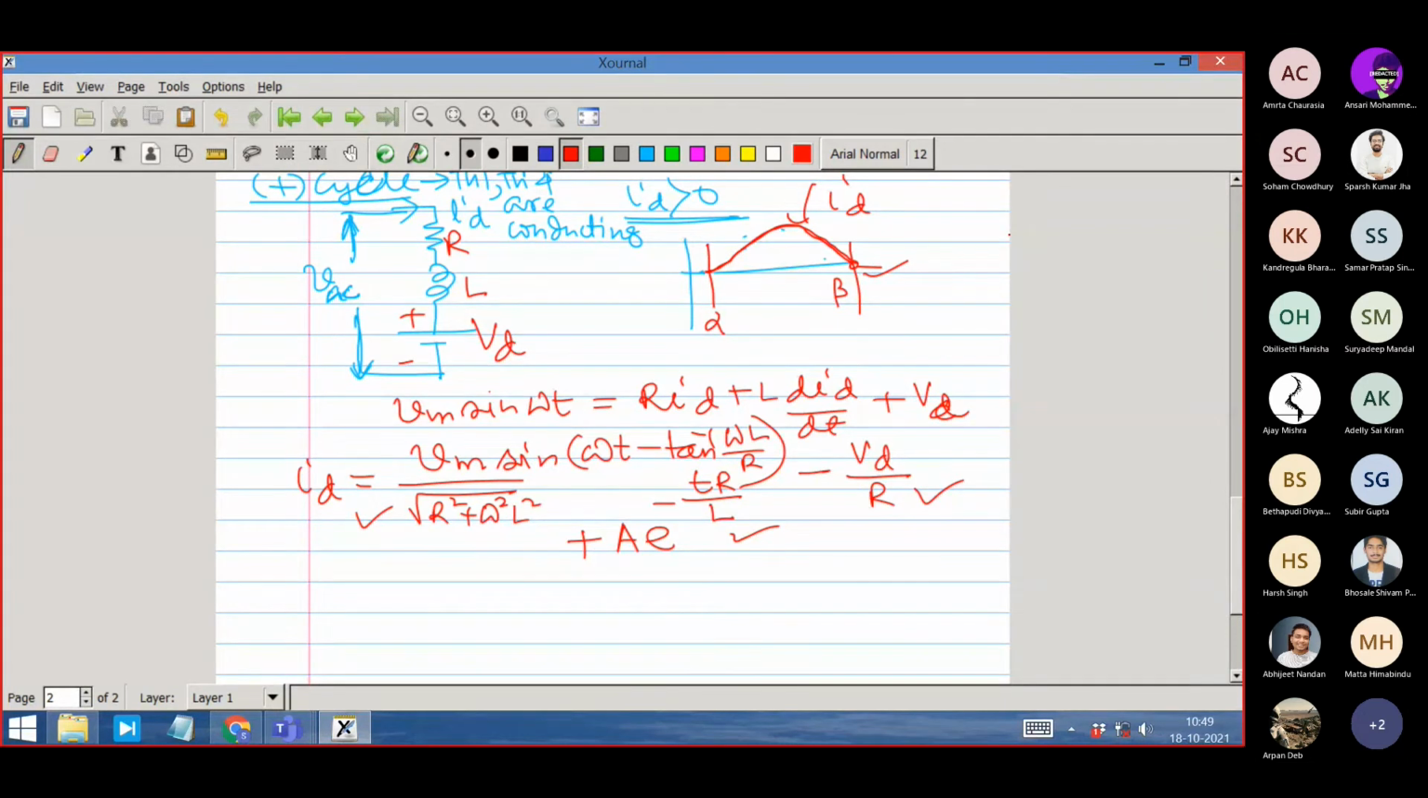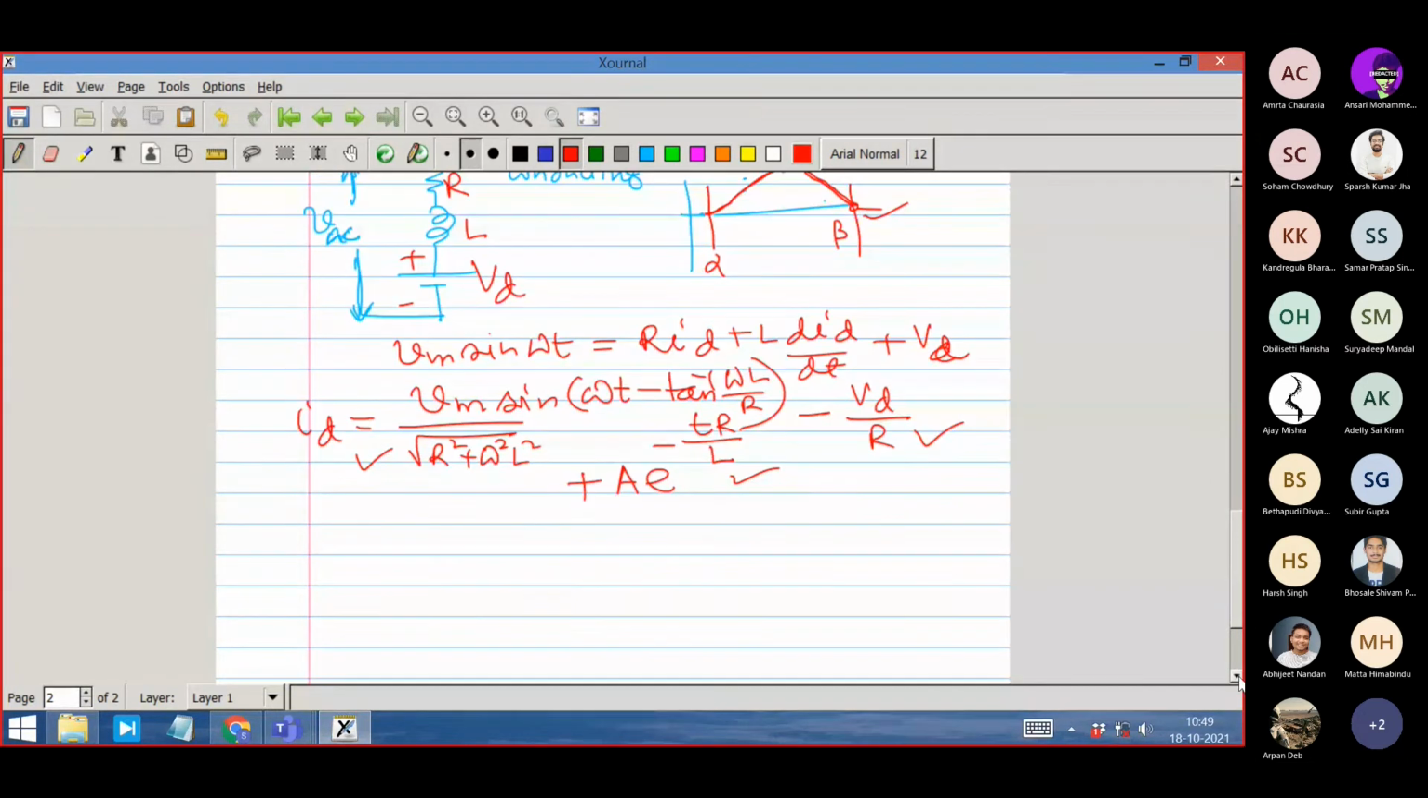Finding out ID is equal to 0 at theta is equal to alpha, and ID is equal to 0 at theta, a general variable, is equal to beta. These are the two things. So first thing we'll do is I will put ID is equal to 0 at theta is equal to alpha. Alpha is known because that is the firing angle, and I will calculate A from the first condition, from ID is equal to 0 at theta is equal to alpha.